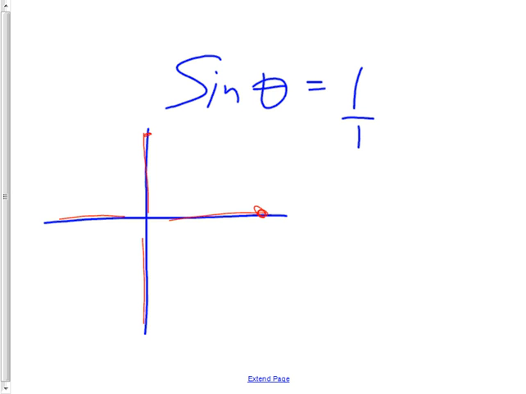What was that thing with the points again? Okay, this point right there is 1, 0. This point is 0, 1. This point is -1, 0, and this point is 0, -1.